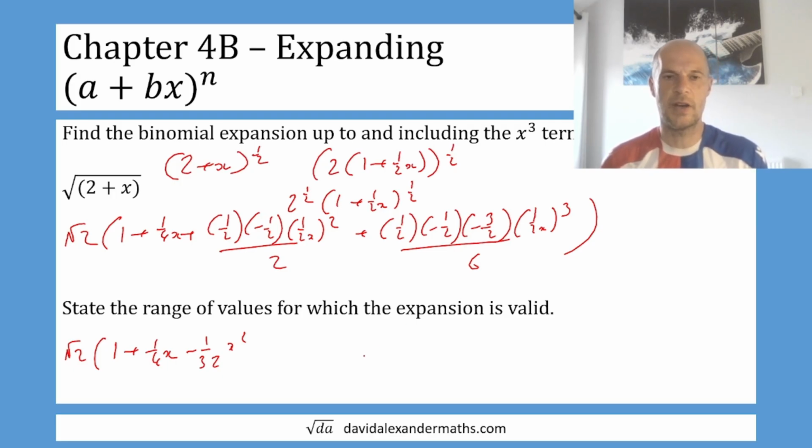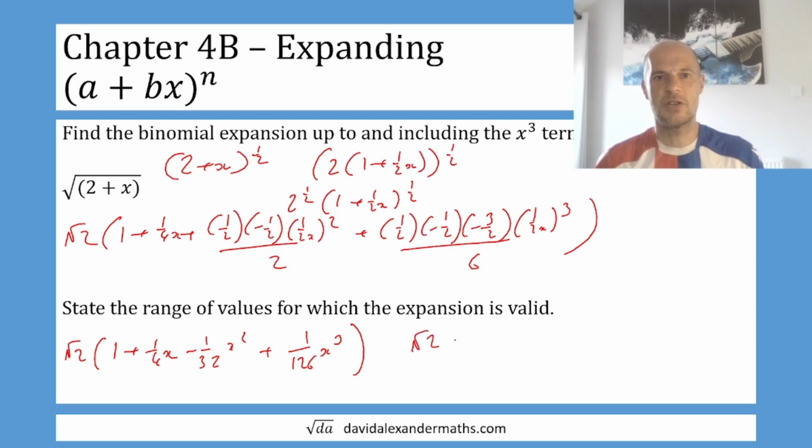And that is 1 over 126x cubed. And we have 1, 2, got a positive number of negative symbols, so therefore it's going to be positive overall. So therefore it's going to be root 2 plus 1, well, we can just write it as root 2 over 4 lots of x, take away root 2 over 32x squared plus root 2 over 126x cubed.